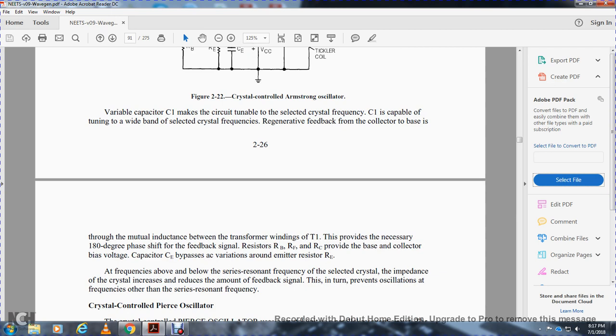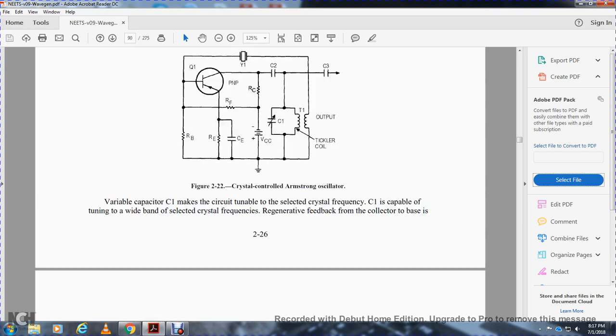Variable capacitor C1 makes the circuit tunable to select the crystal frequency. Capacitor 1 is capable of tuning a wide band with the selection of crystals of different frequency ranges.